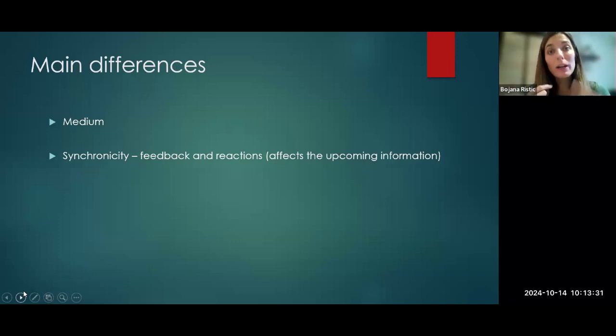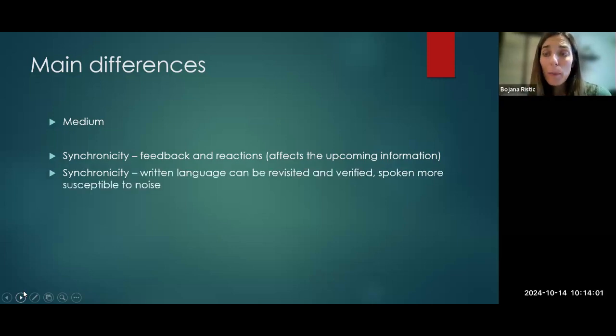But if we are conversing, there is another point to this synchronicity. Sometimes if you give me feedback or I see reactions, that might actually change what I'm going to say next, right? This is something that in old school written communication we don't have, all these effects of synchronicity.